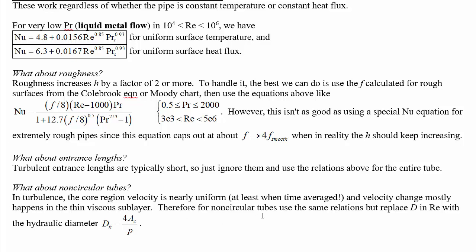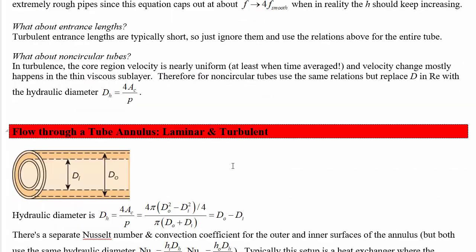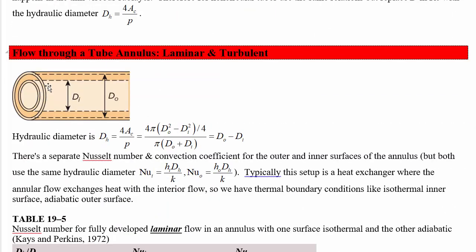So in a non-circular tube, just use the same relations as we just had, except replace the diameter with the hydraulic diameter. The final thing we're going to talk about is flow through a tube annulus. This is if you have two concentric cylinders and you're looking at the flow between them, in the annular region, not through the center cylinder, but through the region between the two cylinders. In that case, the hydraulic diameter turns out to be the difference between the outer cylinder's inner diameter and the inner cylinder's outer diameter. So the difference in diameters as seen by the fluid flowing through there.